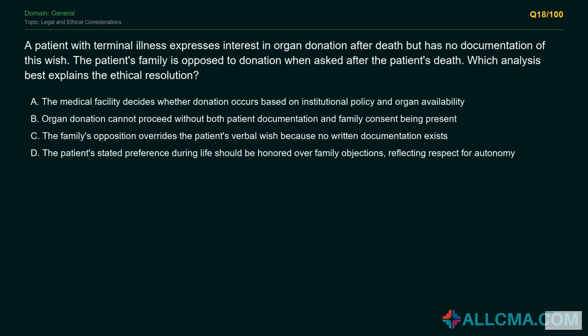Option A. The medical facility decides whether donation occurs based on institutional policy and organ availability. Option B. Organ donation cannot proceed without both patient documentation and family consent being present. Option C. The family's opposition overrides the patient's verbal wish because no written documentation exists. Option D. The patient's stated preference during life should be honored over family objections, reflecting respect for autonomy.